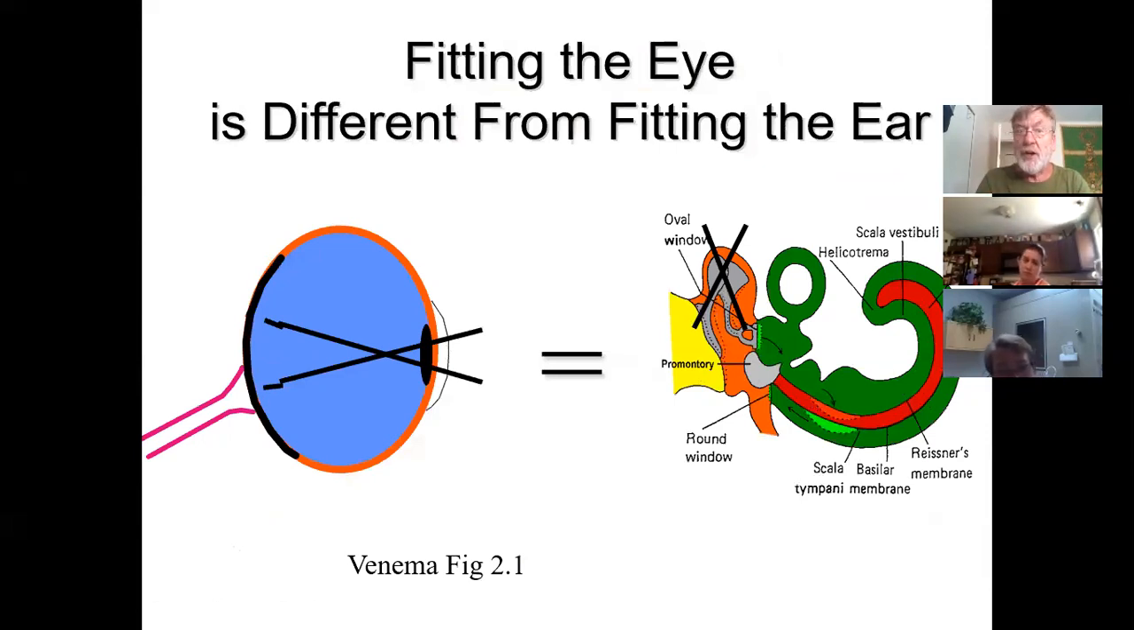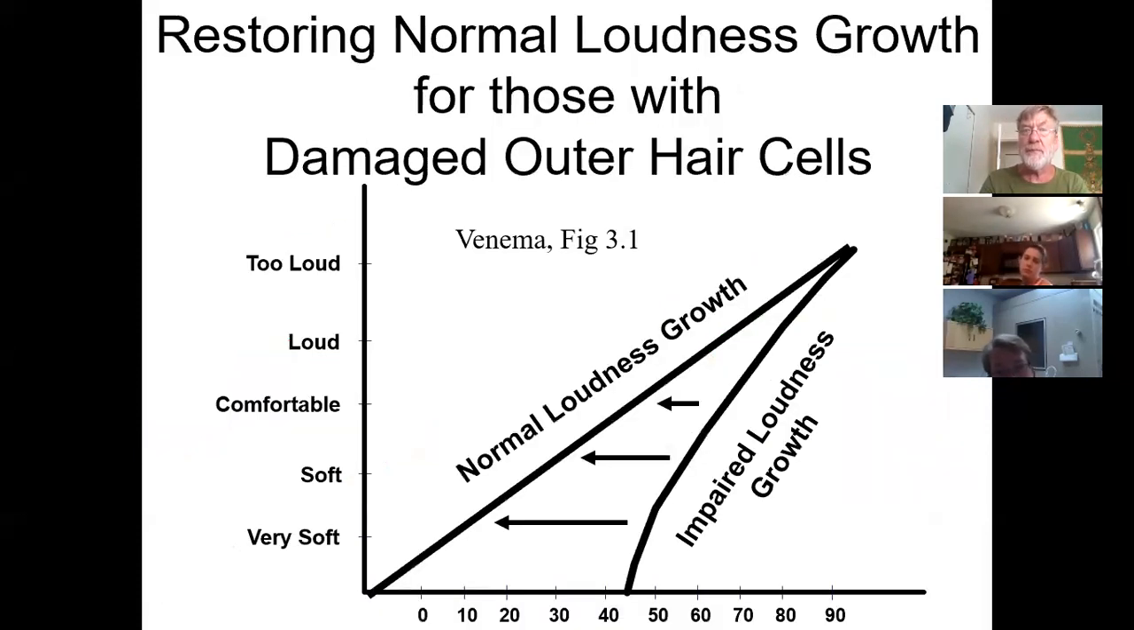So 95% of people with vision loss have problems with light getting to the retina. 95% of people with hearing loss have damage to the retina, in quotes, of the ear itself.